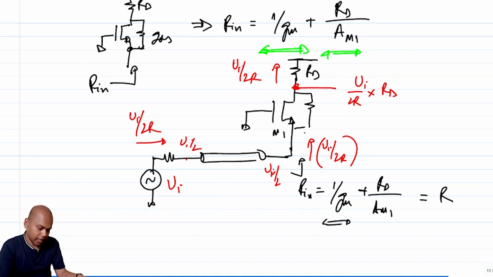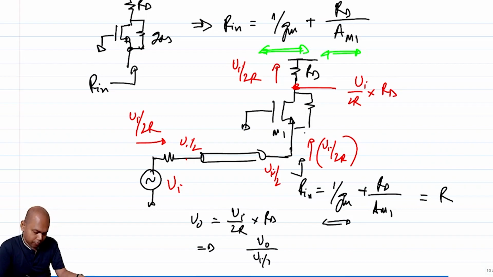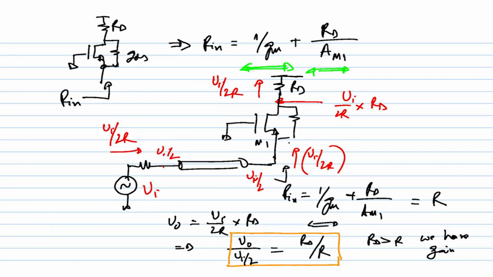So again, what is the gain? V naught is Vi by 2R times Rd. So your V naught over Vi by 2 is essentially Rd over R. So this is the gain that you are going to get using a common drain topology. Okay, and let's do one more.